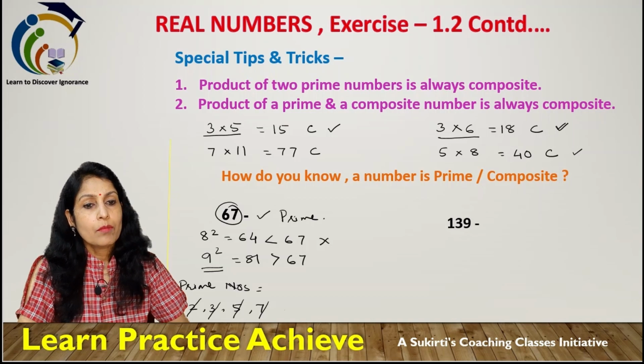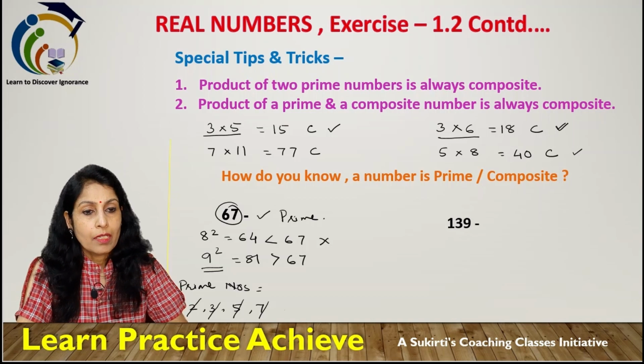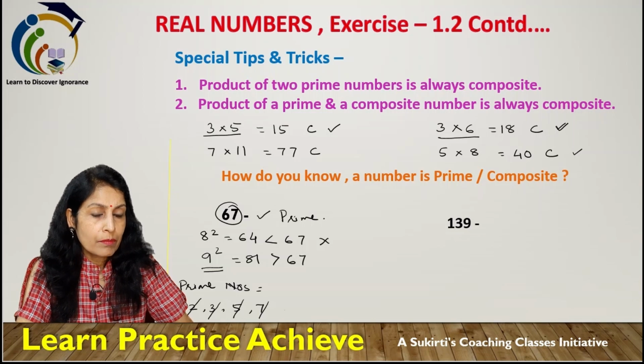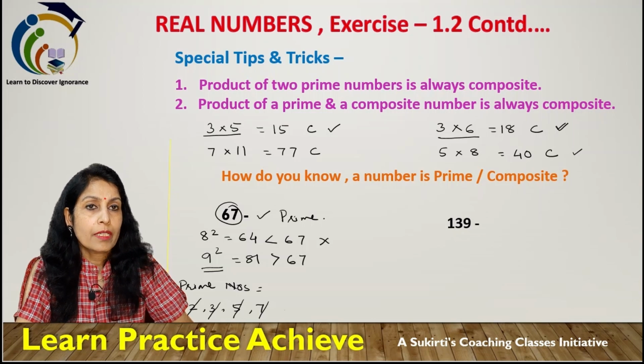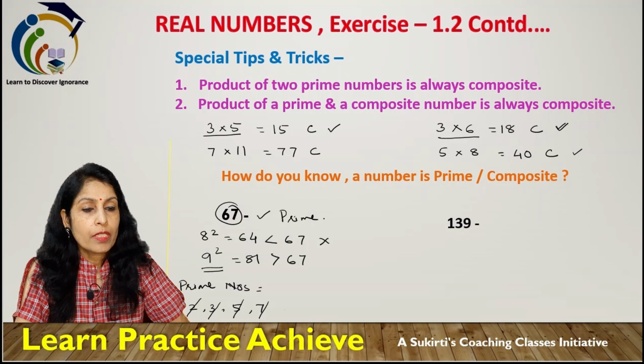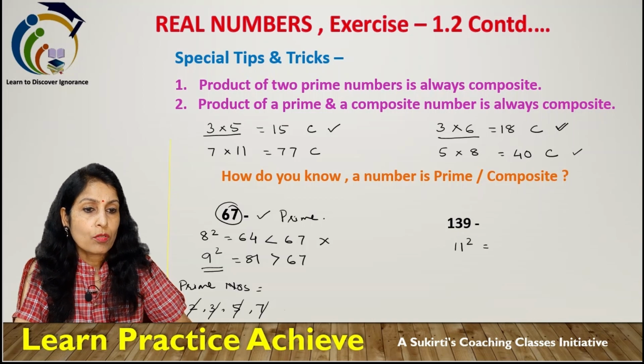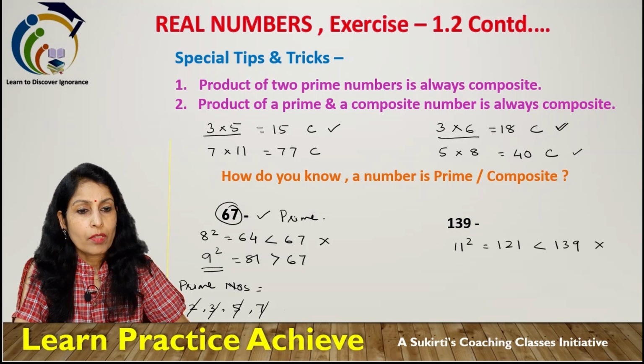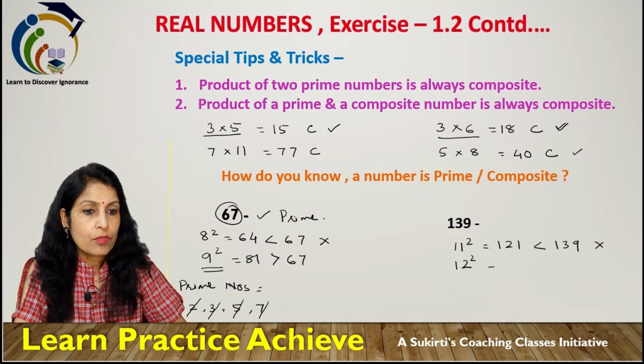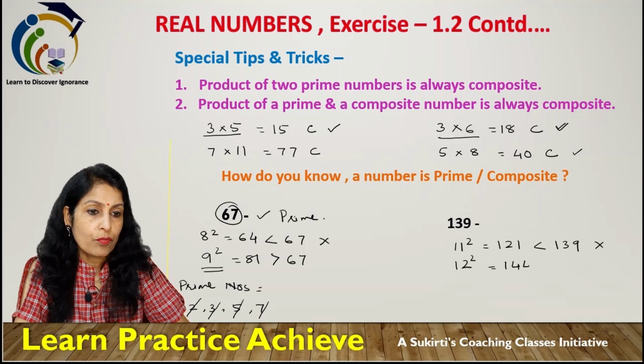In the same way, we can find out for 139. So let's find out the square number which is just greater than 139. If we take the numbers near 139, suppose we take 11 square. So 11 square is equal to 121. So 121 is less than 139, so this is not possible. Now if we take 12, 12 square is equal to 144. So 144 is greater than 139. So we will take this.